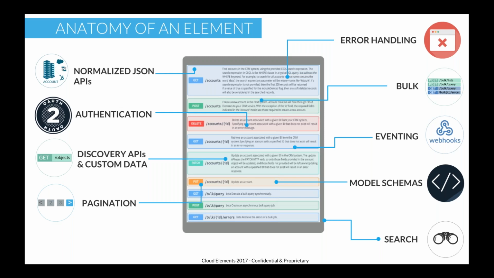Eventing is something that, in addition, we will always return a webhook out of an element, even if the endpoint doesn't support webhooks natively. Each element has an entire polling framework within it that allows you to do that. So in a way, to use a non-real word, we sort of webhookify even endpoints that don't have it through our polling framework. Model schemas and then searching.